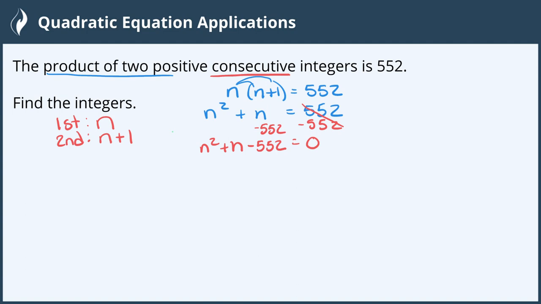This falls into the form of a equals 1. Because there's not a number in front of the n, the a equals 1, and this means that I only need to factor c to find all of the factors, which is 552.